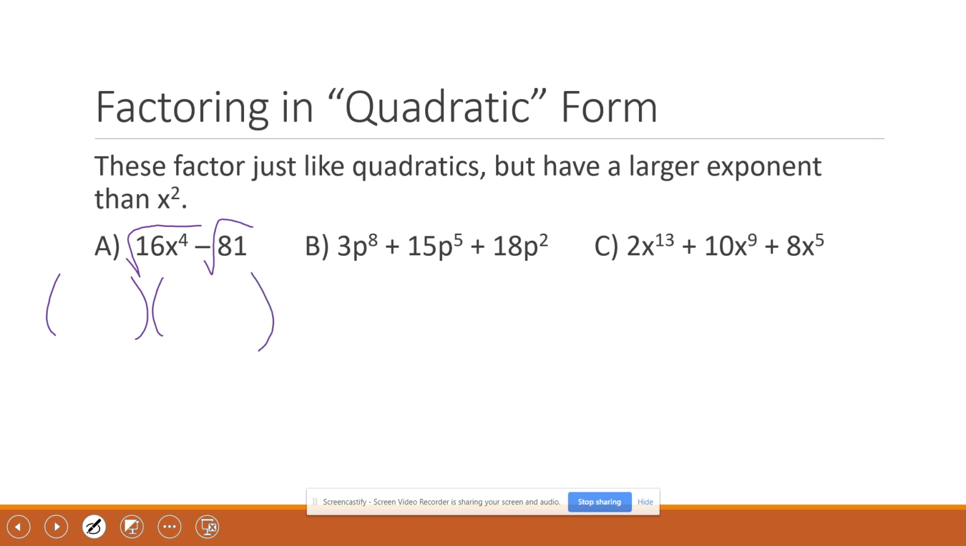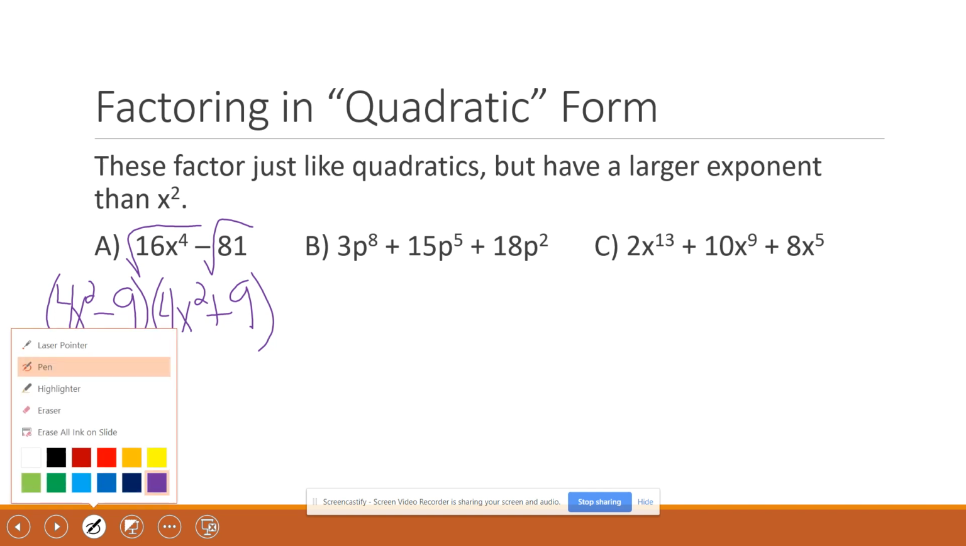So the square root of 16 is 4. The square root of x to the 4th: we're taking half of that 4th power, which is x squared. And then the square root of 81 is 9. One's plus, one's minus. But wait, there's more.